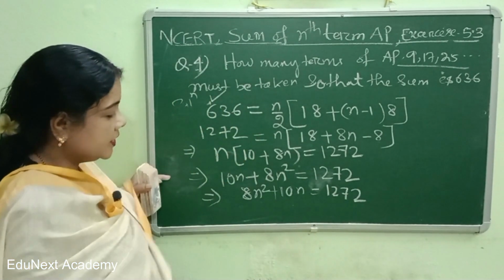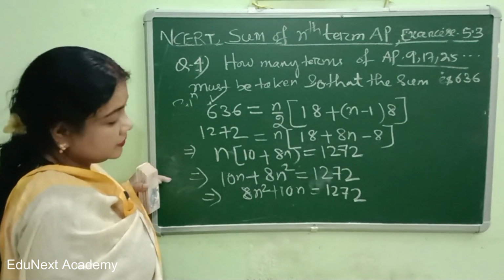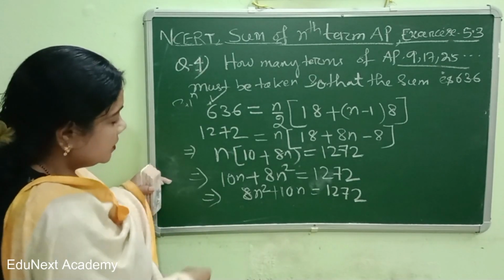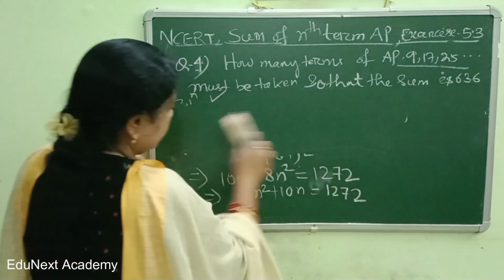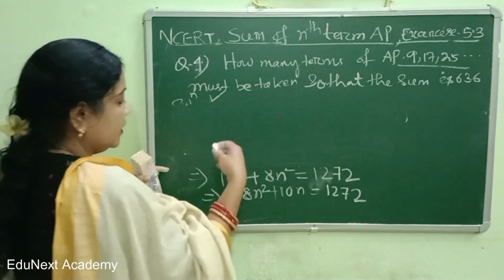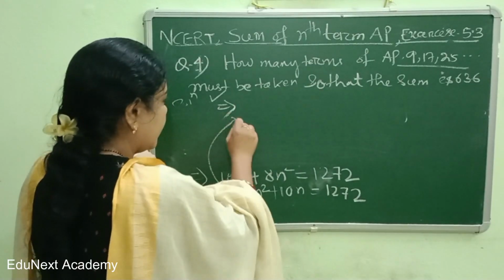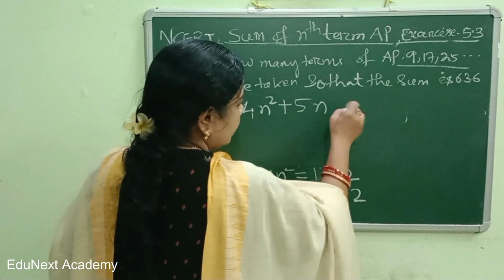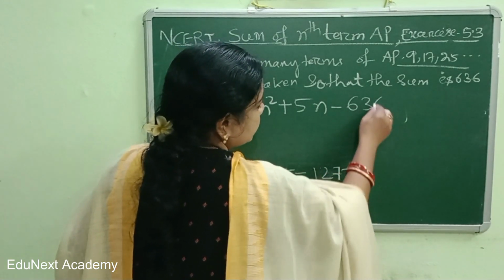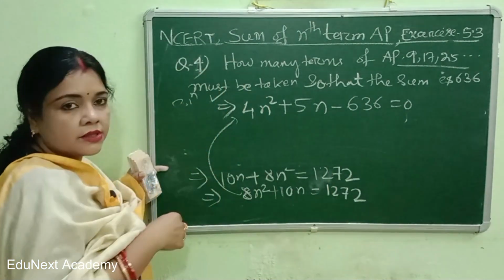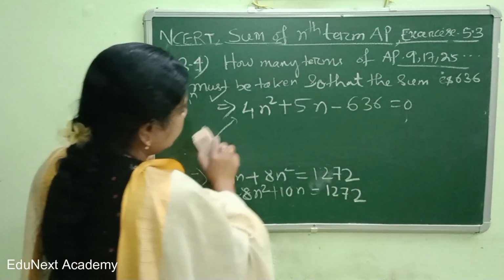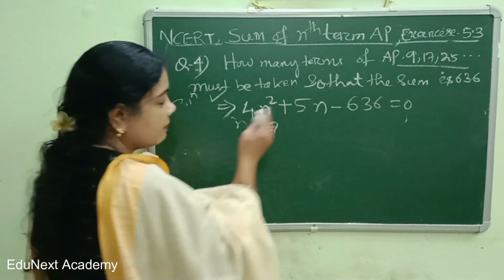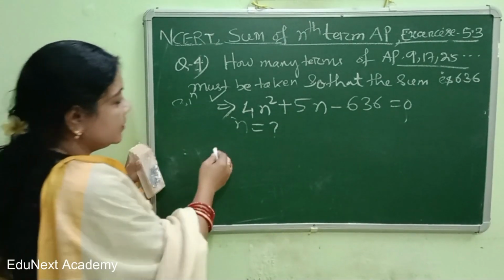Now 8, 10 and 1272 are all multiples of 2, so we can take 2 common. That means this will be 4n square plus 5n minus 636 is equal to 0. This is a quadratic equation, and you know how to find the roots. So we have to find out what n is.